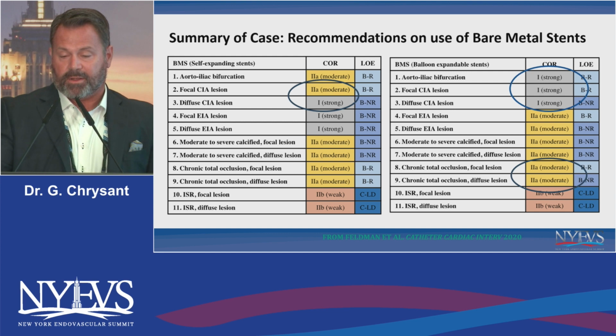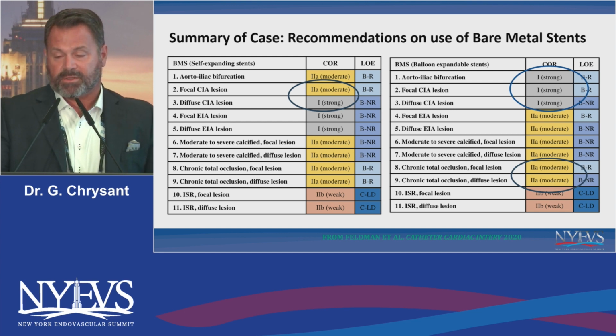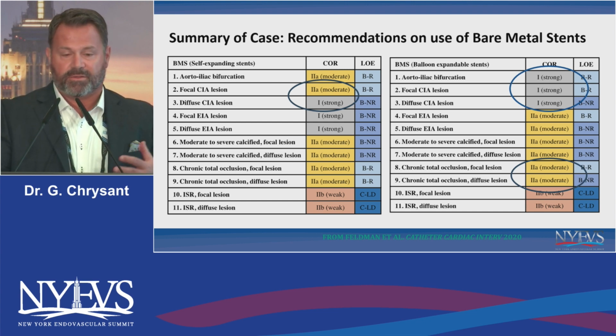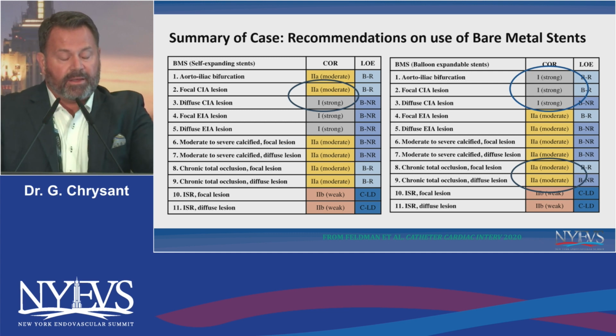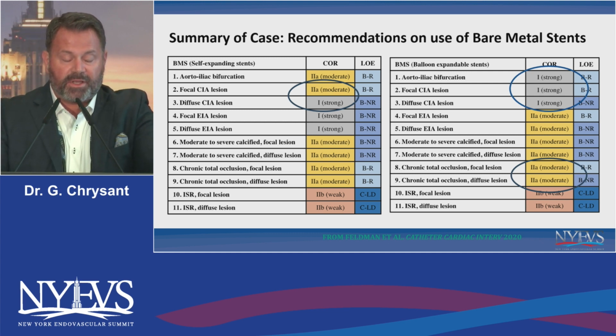Well, there's very strong data for balloon expandable bare metal stents in and around the aorta-iliac bifurcation, but there's decent data for self-expanding stents. I think it's more of a technical issue about confidence of, if you're going to land it, and again, what kind of plaque morphology. As you get into the external iliac artery, I think that's where self-expanding data is very strong.